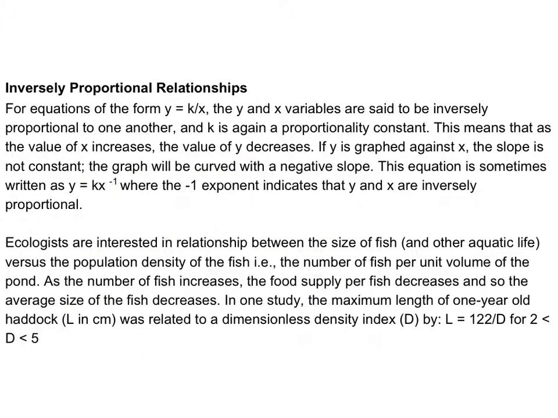So as we talked about, directly proportional means both values are increasing. Inversely proportional relationships do the opposite. One of them is going to be increasing while the other one decreases. The equation that we use for that is a little bit different. It's y is equal to k divided by x, instead of y is equal to k times x. As y is graphed against x, the slope is not constant. The graph will be curved with a negative slope. This equation is sometimes written as y is equal to k times x to the negative 1, where the negative 1 exponent indicates that x and y are inversely proportional. There's an example down below. Make sure you read that before moving on.